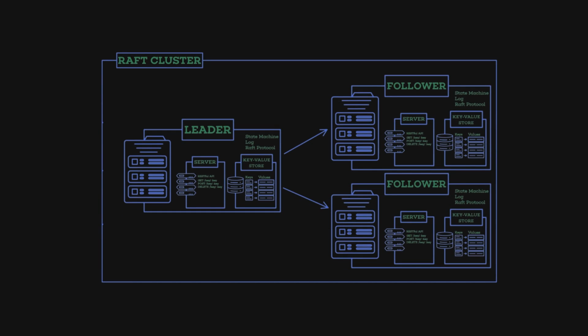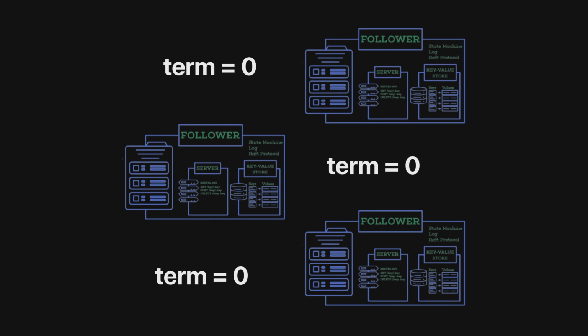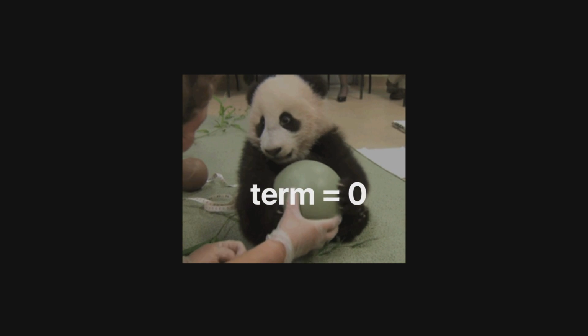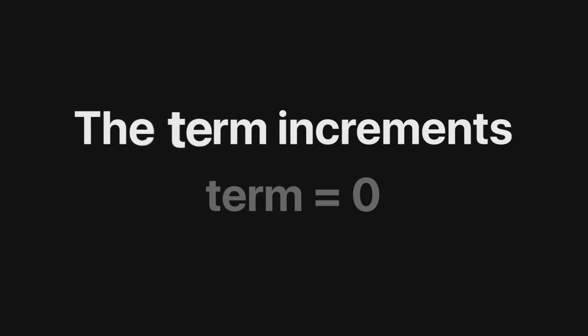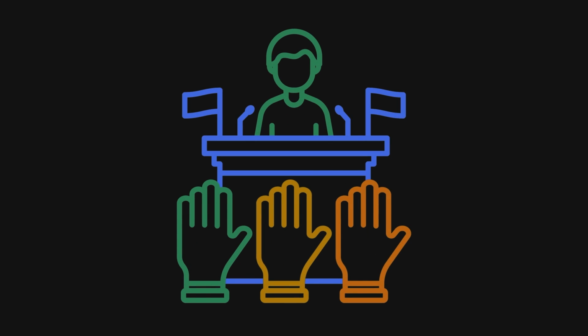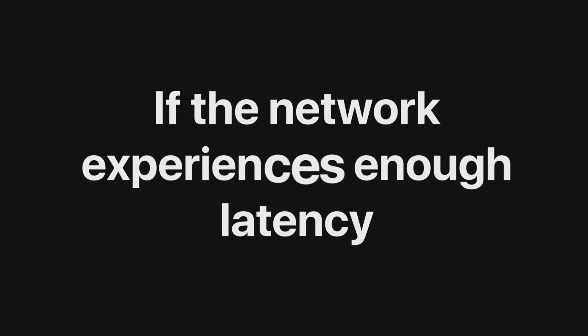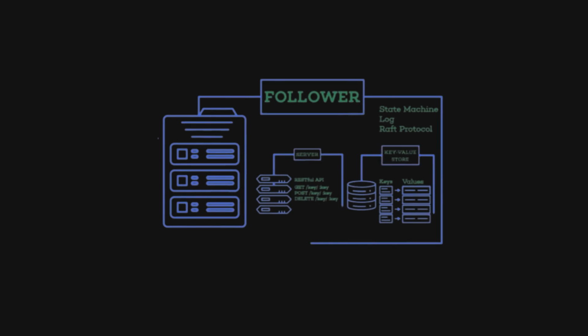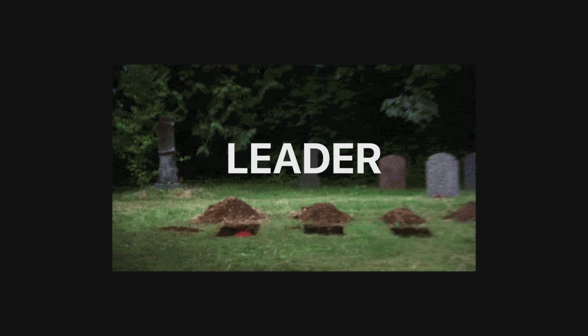A term is a counter value that represents an arbitrary time period during the lifetime of a Raft cluster. Each replica starts with a term of zero, and each replica maintains its own term. The term increments anytime an election begins. An election can begin for any reason, whether it's brought about after a leader goes offline or if the network experiences enough latency that a follower reaches its election timeout despite a leader still being alive.